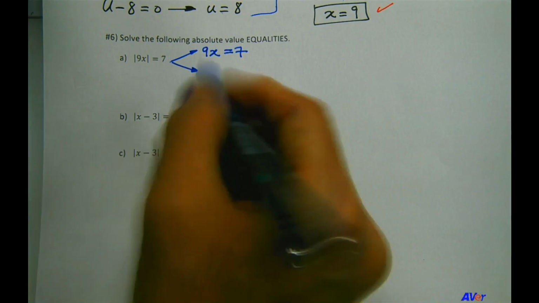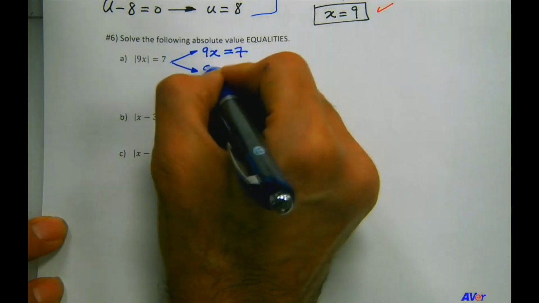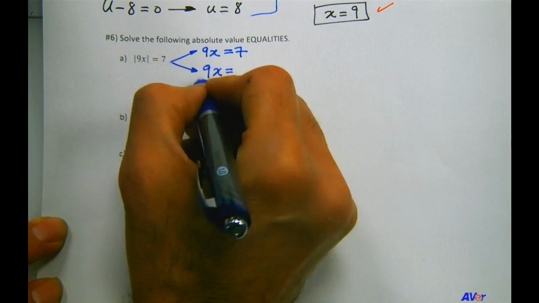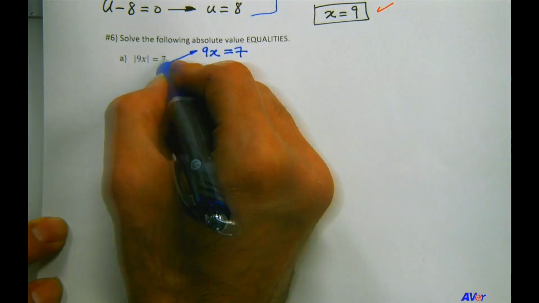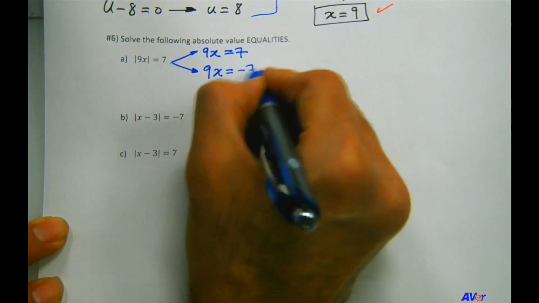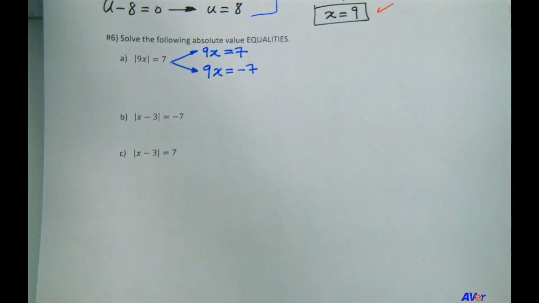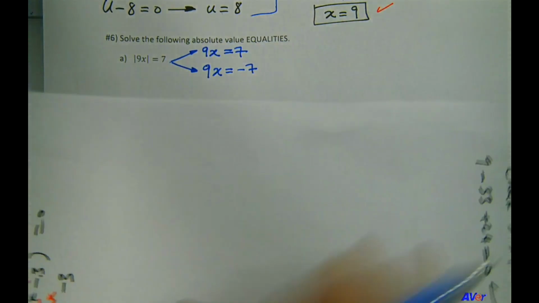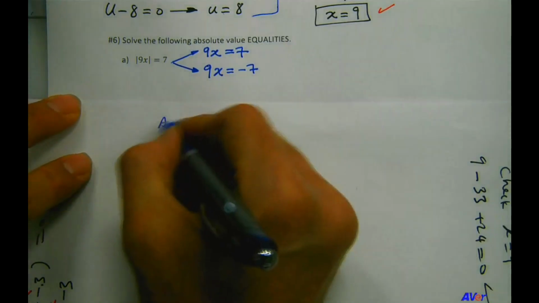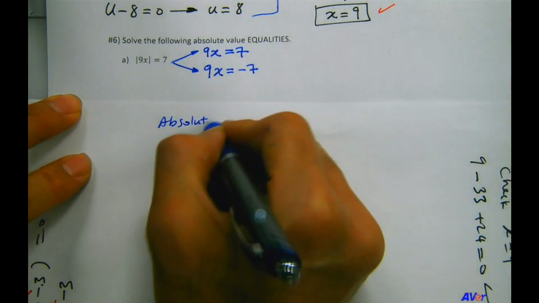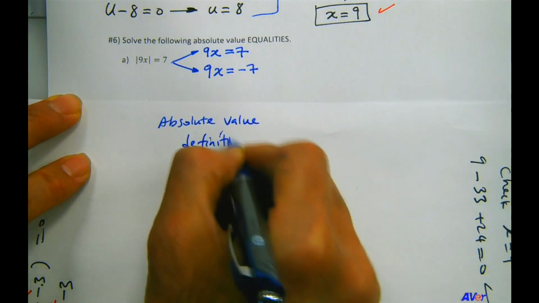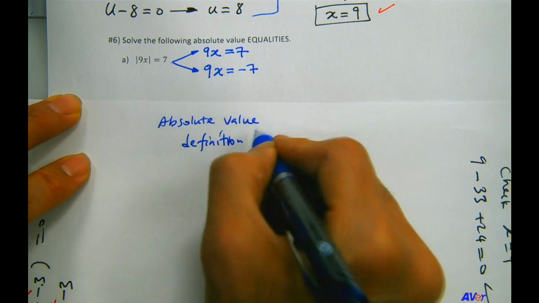Then the other solution comes from 9x, the inside of the absolute value as it is, equal to the other side multiplied by -1, so -7. Now, the absolute value definition, quickly. This is from the past. I'm just reminding you what it is that I'm using here.